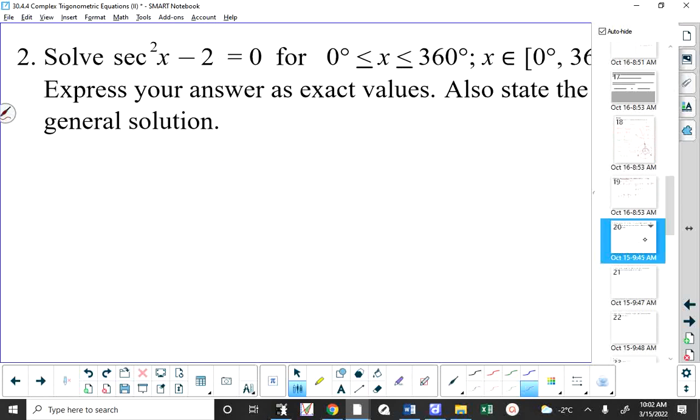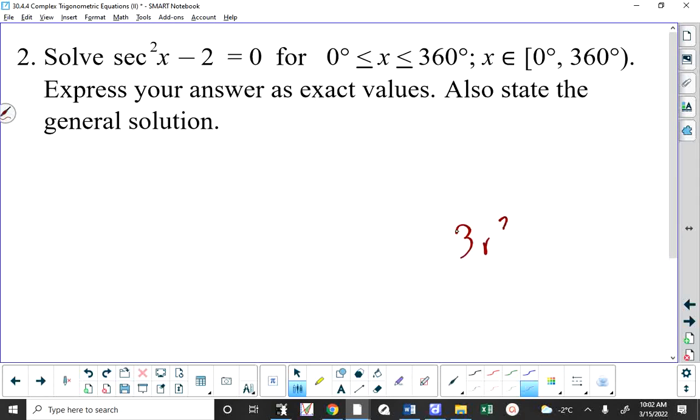All right, let's take a look at 2. Solve this equation. This secant squared of x minus 2 equals 0 is a trigonometric equation. It's quadratic because there's something squared, but it's missing the linear term. So this is like solving 3r squared plus 2 equals 0. You simply move the 2 over and divide by 3, and then you can take the square root. This would have no solutions because you can't take the square root of a negative, but the point stands.